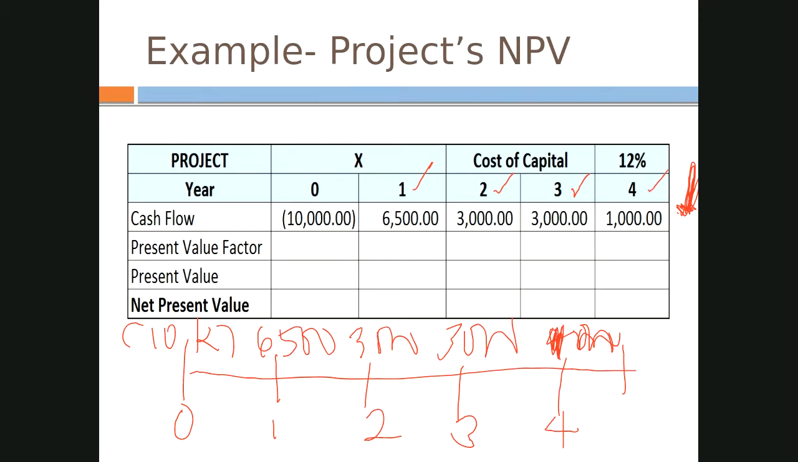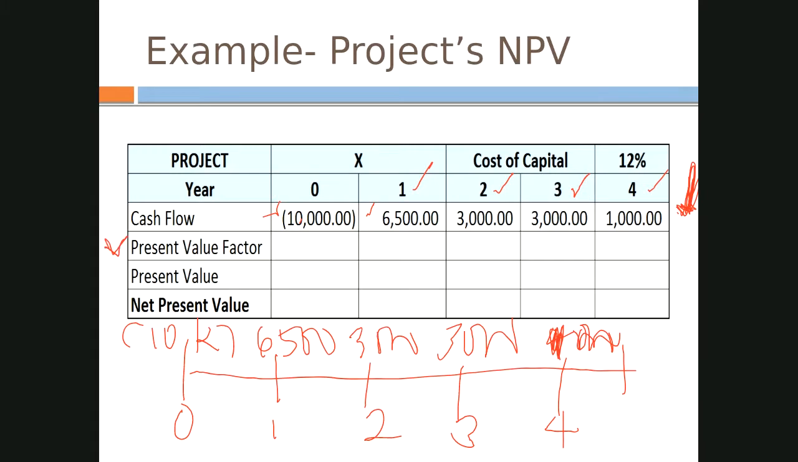Take note, at the end of the period. So therefore, you cannot compare the 6,500 against this 10,000. Why? Because itong 10,000 will happen today. Pero yung 6,500 will happen in the future. So therefore, to make it comparable, we need to compute for the present value of all of this future cash flow. Yan. So that's why we have a present value factor in this one.